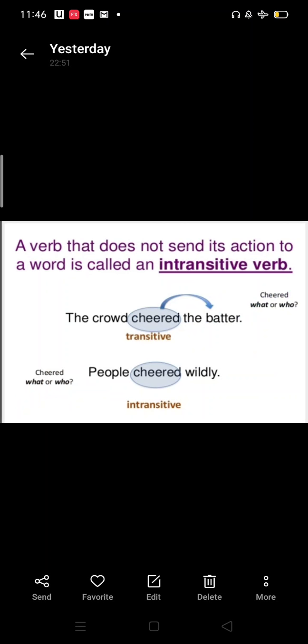A verb that does not send its action to a word is called an intransitive verb. The crowd cheered the batter. You can see that the object is here, so it is transitive. People cheered wildly. Here there is no object, only the feeling has been shown, so it is intransitive.